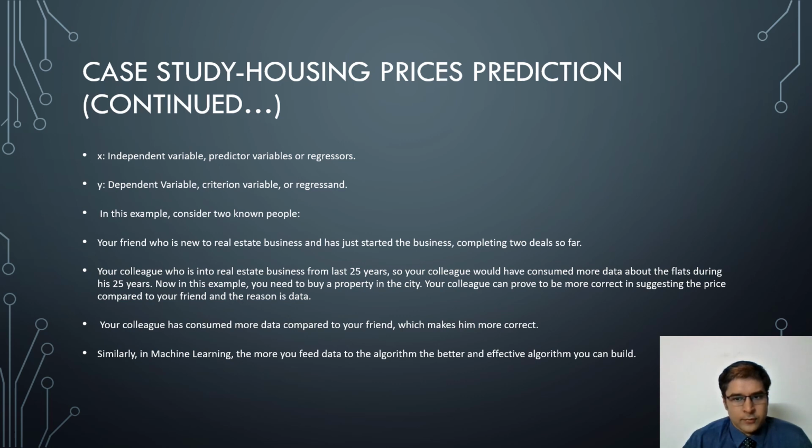In this case of housing prices prediction, consider two known people. Your friend is new to the real estate business and has just started, completing two deals so far. So he is a newbie in this business. Or consider your colleague who has been in the real estate business for the last 25 years. Your colleague would have consumed more data about flats during his 25 years. Now in this example, you need to buy a property in the city. Your colleague can prove to be more correct in suggesting the price compared to your friend, and the reason is data. Your colleague has consumed more data compared to your friend, which makes him more correct. Similarly, in machine learning, the more data you feed to the algorithm, the better and more effective an algorithm you can build.